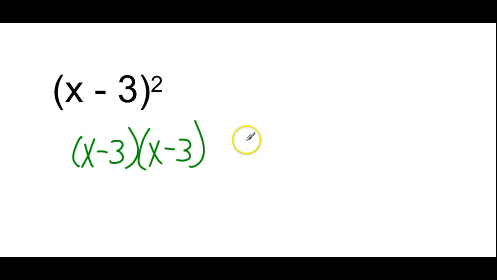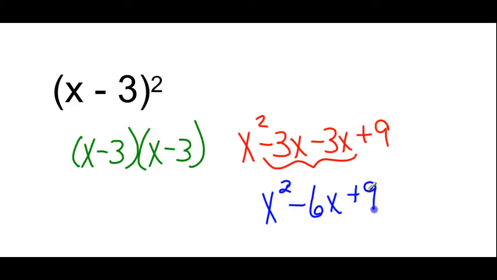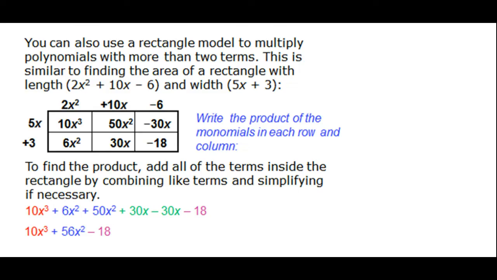So ready? First, outside, inside, last. See how easy this is when you do this? There's my like terms right there. So this is going to give me x squared minus 6x plus 9. All right? You can set this up different ways. I like to do it the way I just did it.